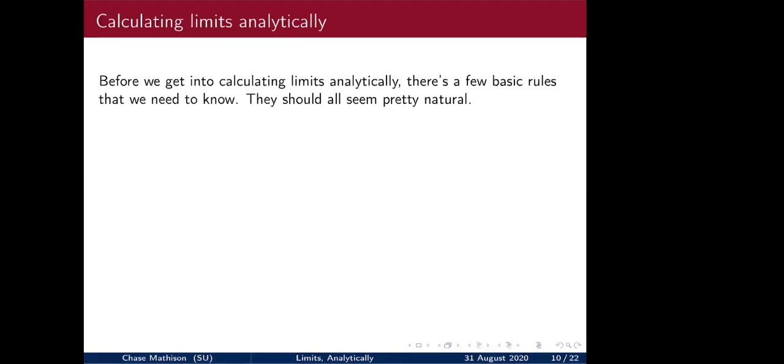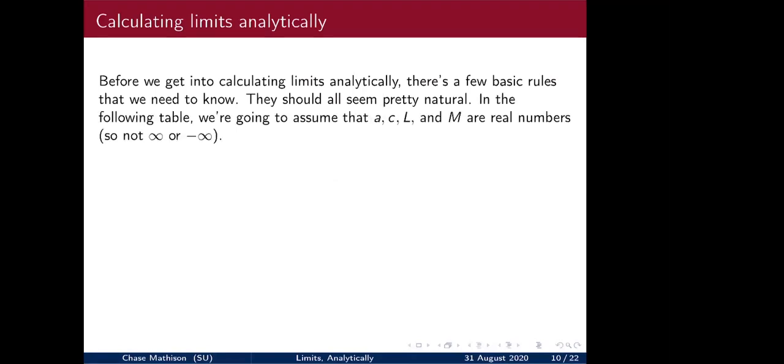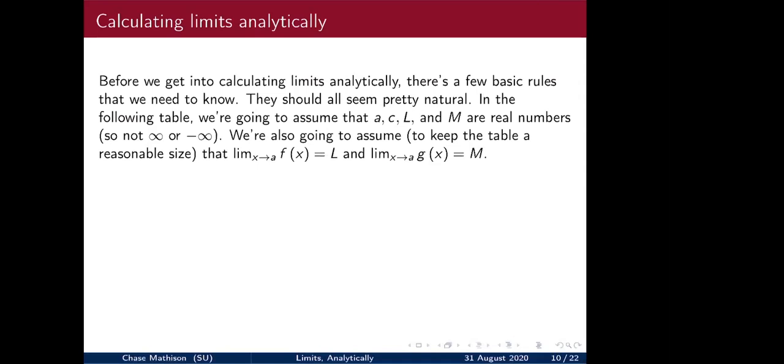All right, so before we get into calculating limits analytically, there are a few basic rules that you need to know, and we can build up everything else that we know from these rules. Hopefully they all seem pretty natural. If they don't, let me know. So in what follows, a is going to be some finite real number, the limit as x approaches a. And L and M are going to be finite real numbers as well, and so is C. L is the limit as x approaches a of f of x, and M is the limit as x approaches a of g of x.